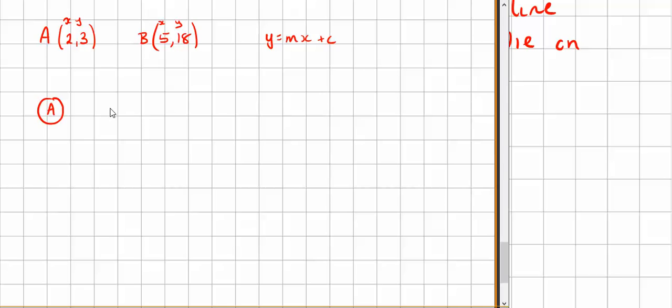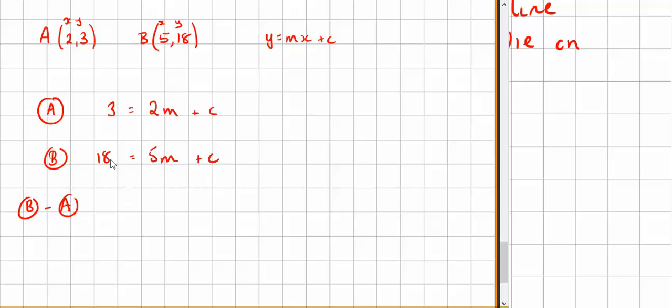And then it's 3 equals 2m plus c. And then it's 18 equals 5m plus c. And then you minus b minus a. I'm going to write b minus a this time, so I know which way round it is.